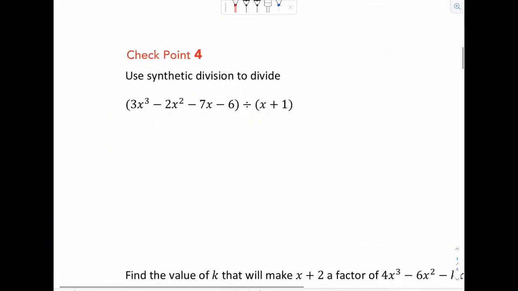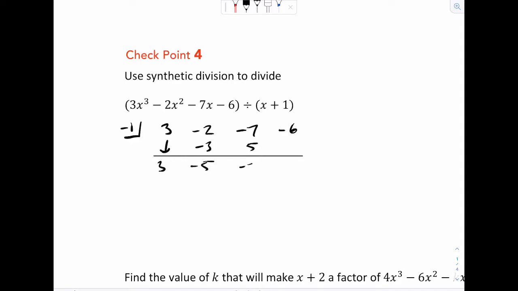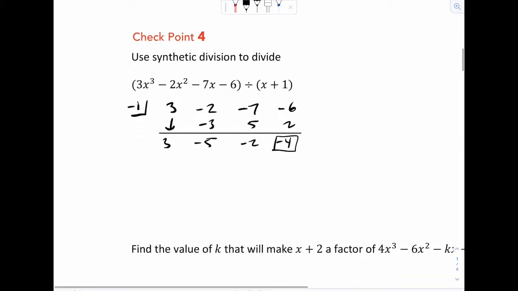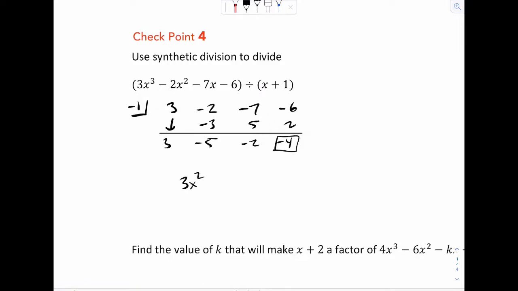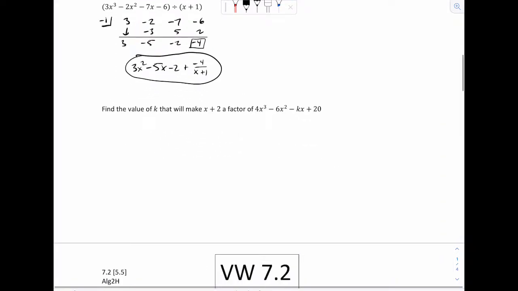So let's try it one more time. We're going to use synthetic division to divide this thing. Let's see if we can do it quickly. -1, 3, -2, -7, -6. Drop the 3, multiply, -3. Add, multiply, 5. Add, multiply, 2. And add them, -4, put a box. Now we interpret that. That's 3x squared minus 5x minus 2 plus -4 over x plus 1. And there's our answer.